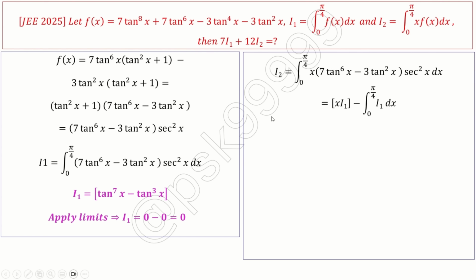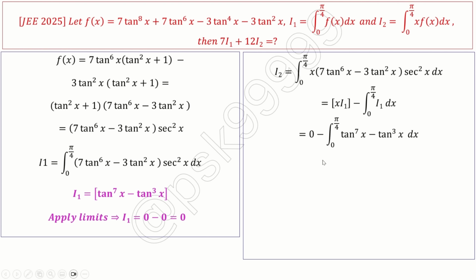Again, I will write this by applying the product rule. This is my I1 actually, so x times I1 minus integration from 0 to pi by 4 of the differentiation of x, which is 1, times I1 dx. Now this one we already know, I1 value is 0, correct? So this is 0 minus integration from 0 to pi by 4 of I1, which, if I remove the limits, is nothing but tan to the power of 7x minus tan cube x, correct? So that is what I wrote here.